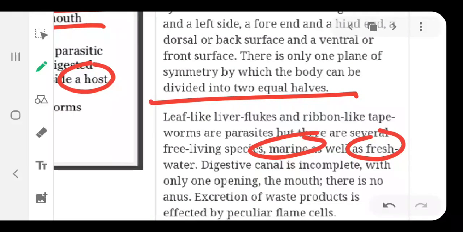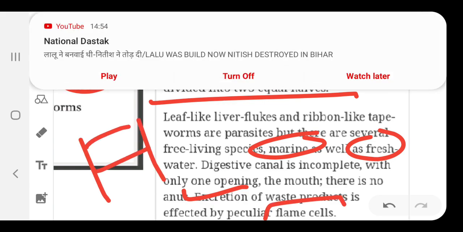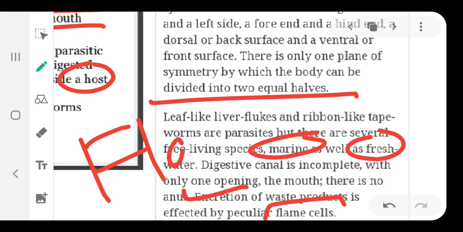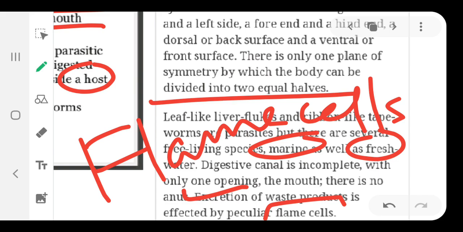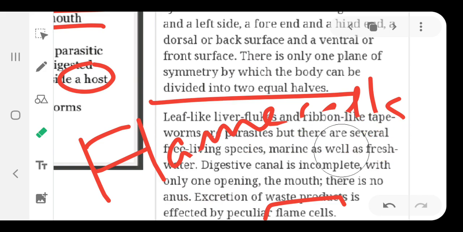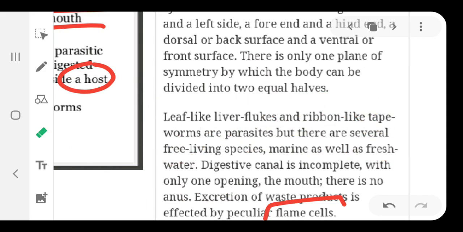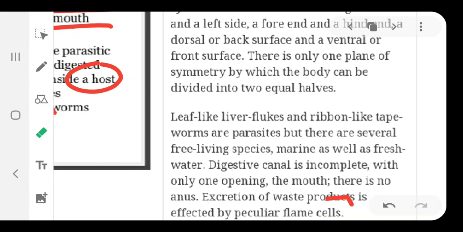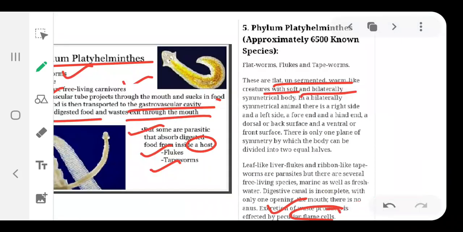So excretion of waste, underline this word. The waste product is removed by a peculiar structure, so they have a flame cell. Write down the word flame, F-L-A-M-E. Excretory cells here are called flame cells, and with the help of flame cells they put their body waste out of the system. This is a new word for you, write it down, because you might get a one word question on flame. I again repeat, flame cells.